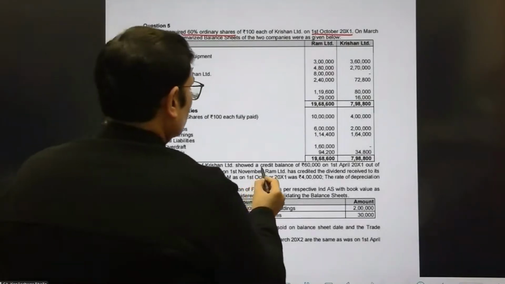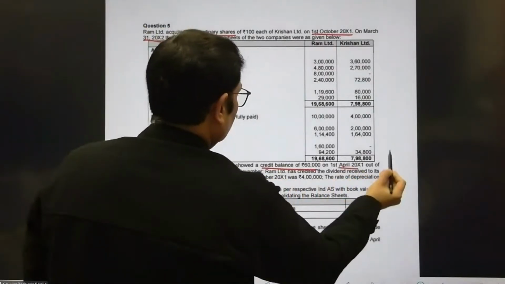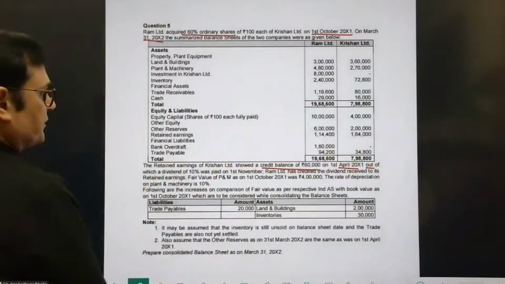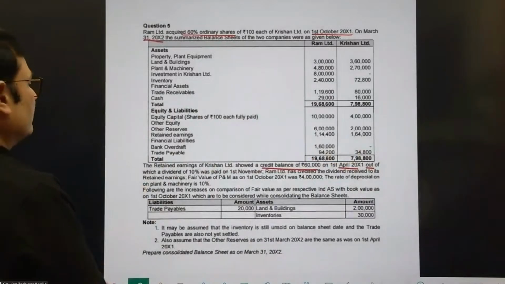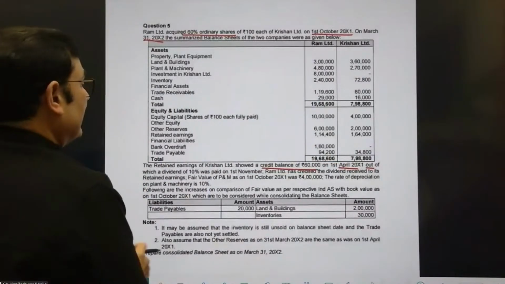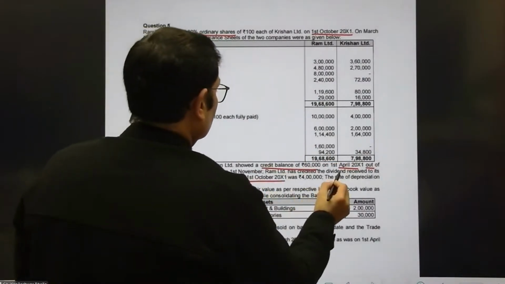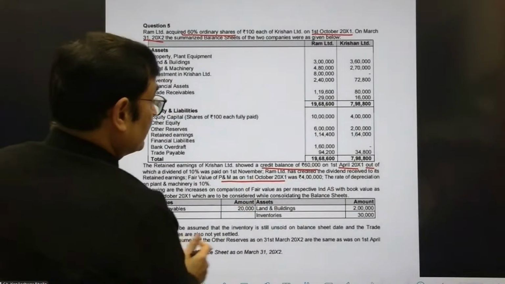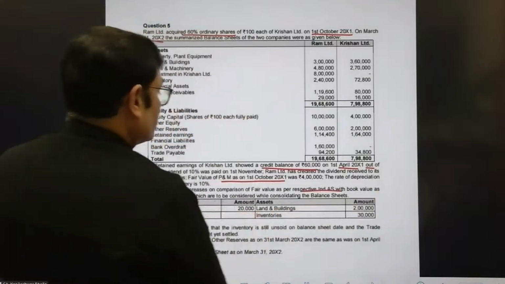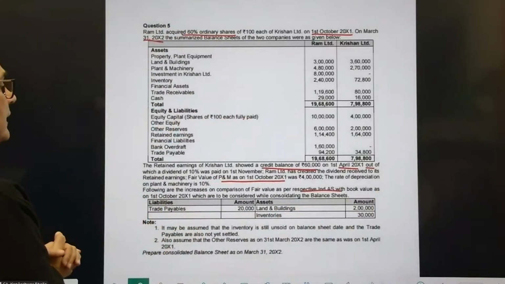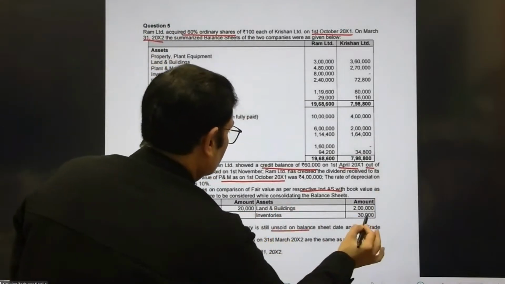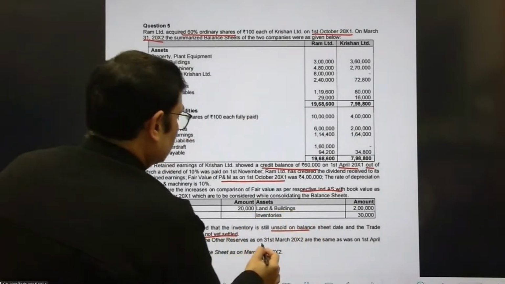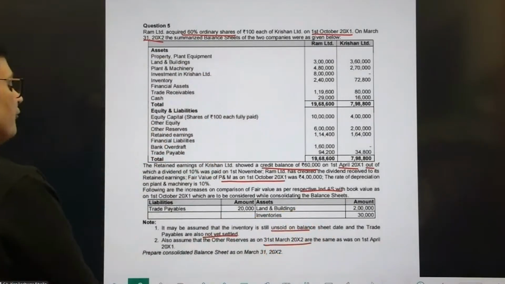The retained earnings shows a credit balance of 60 on 1st April X1, out of which a dividend is paid. Same facts. Ram credited the dividend received to the retained earnings, and the fair value of the machinery on 1st October is given, depreciation rates given. Following are the increases in the fair values as per the respective index with the book value, same data. Assume inventory is still unsold on the balance sheet date. Trade payable is also not yet settled. Other reserves on the balance sheet date is the same as on 1st April.